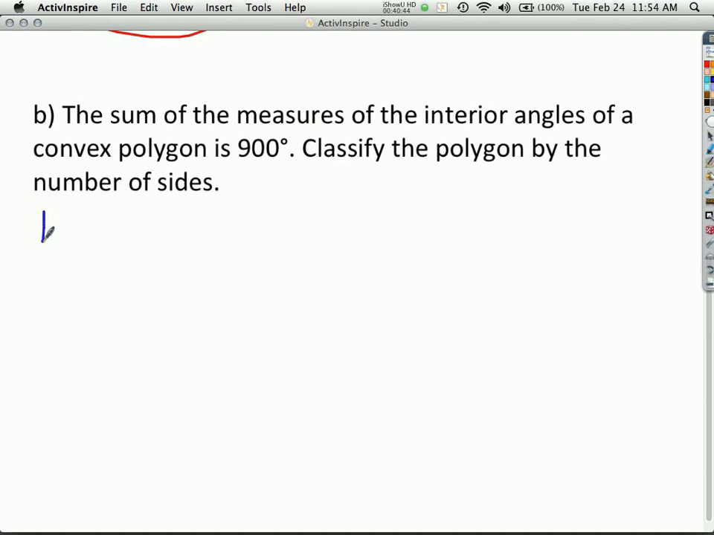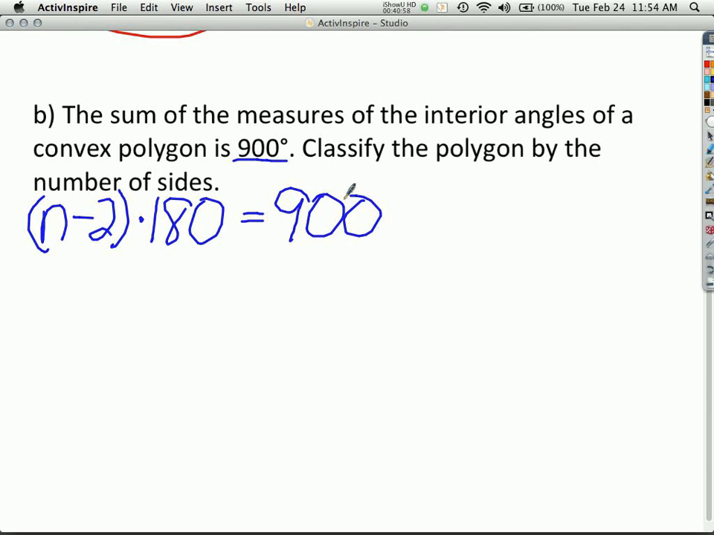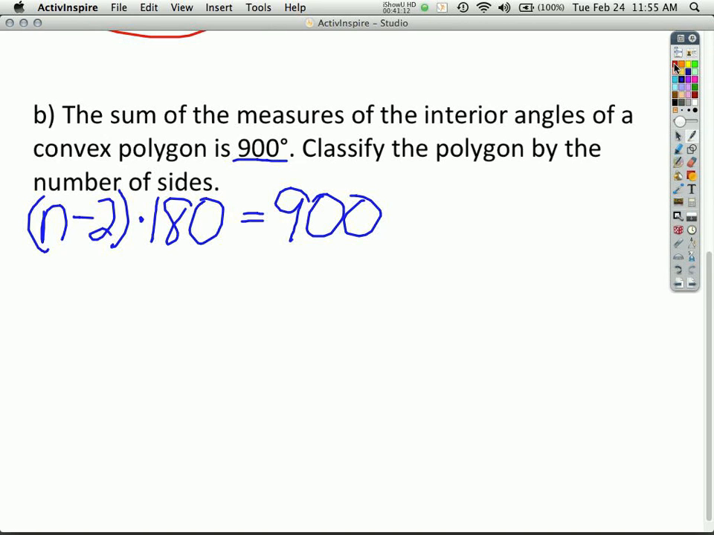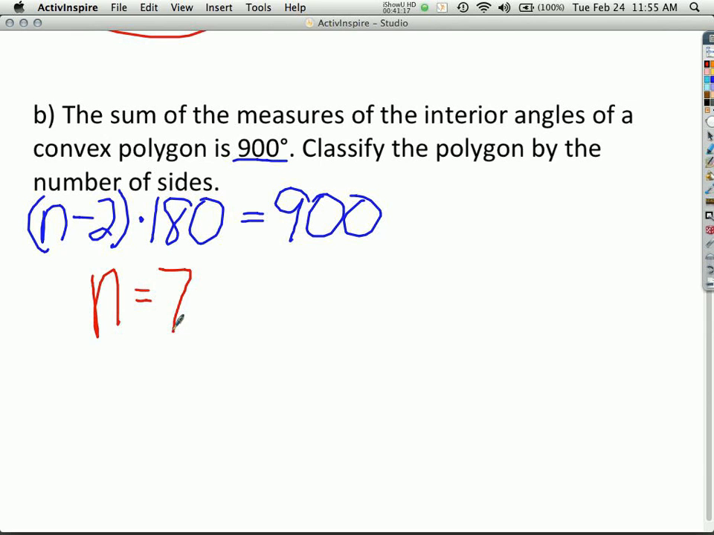So now we know that n minus 2 times 180 tells us the sum of the interior angles. But this time we're told what the answer is. So we're being asked to go backwards. So what number minus 2 times 180 gives us 900? How many sides does it have, Alicia? 7. So this has 7 sides. N is a 7-sided figure, and a 7-sided figure is called what, Alicia? And we were asked to classify the polygon by the number of sides, so this is a heptagon.